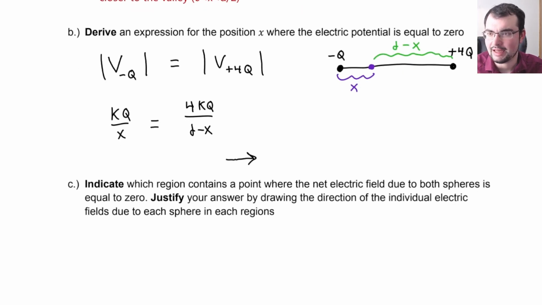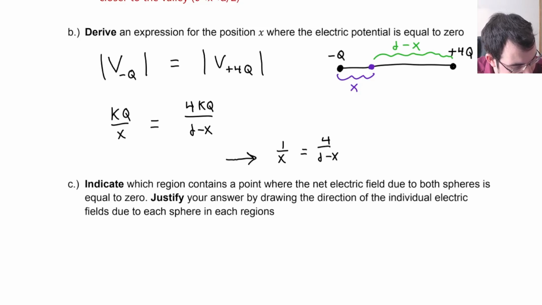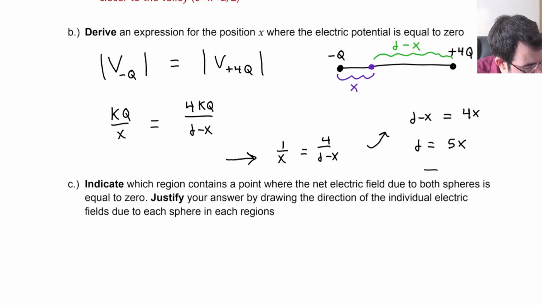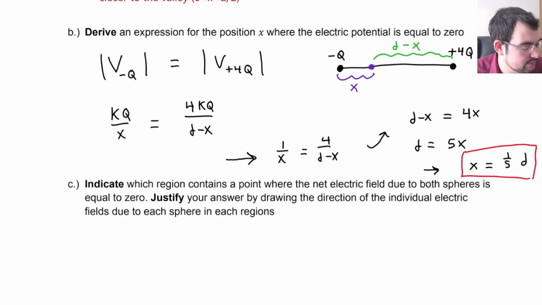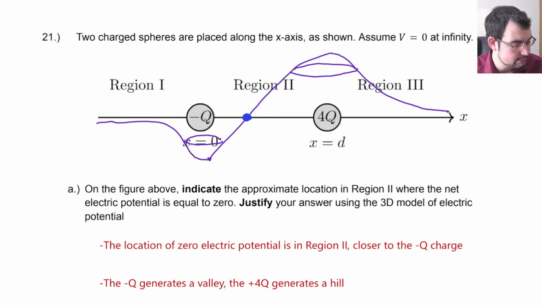And simplifying that, we could cancel a bunch of stuff, and we'd get 1 over x equals 4 over d minus x. And we can multiply to get d minus x is equal to 4x. So d is equal to 5x. So x is equal to 1/5 of d. And we actually could have figured that out in hindsight, that it's 1/5, because since the 4q is 4 times as large, the potential location of 0 must be 4 times farther away. So you actually knew that whatever this distance was, if this is x, the other distance had to be 4x.